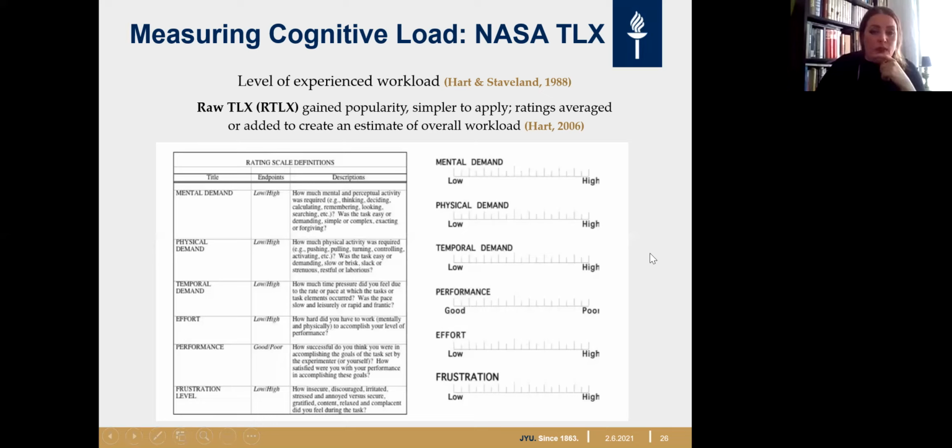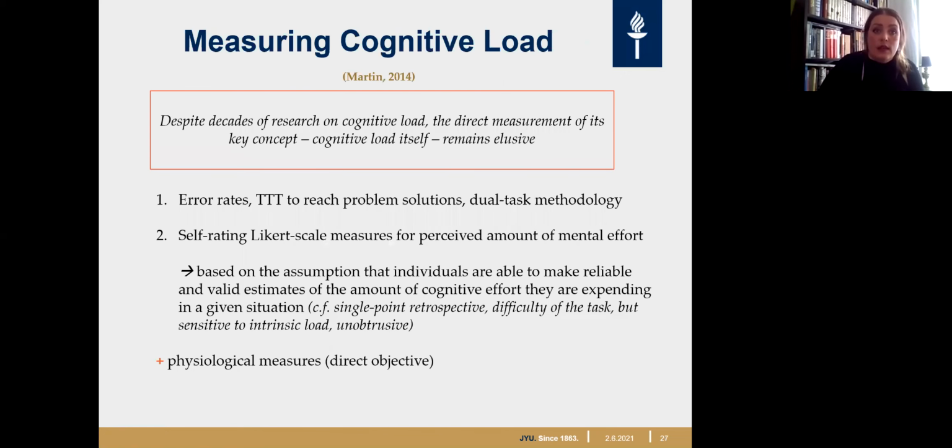So we designed the way that we measured cognitive load in this experiment. We weren't able to use any validated measurements, but we of course utilized some of the components in our study too. So, despite decades of research on cognitive load, the direct measurement of its key concept, cognitive load itself, remains elusive. So it's difficult to find, or there isn't any, depending on the research context.